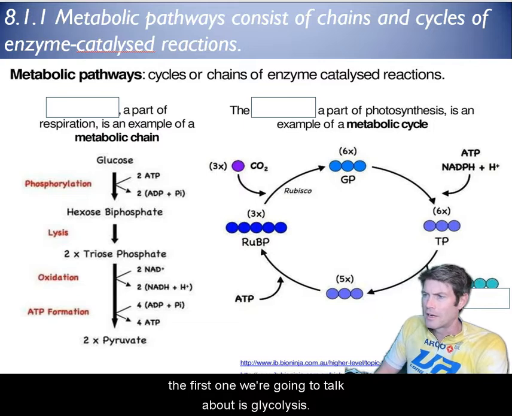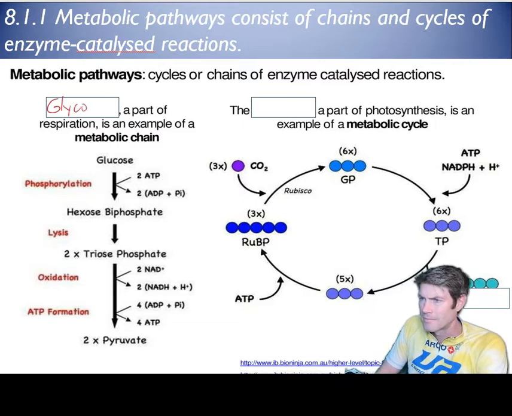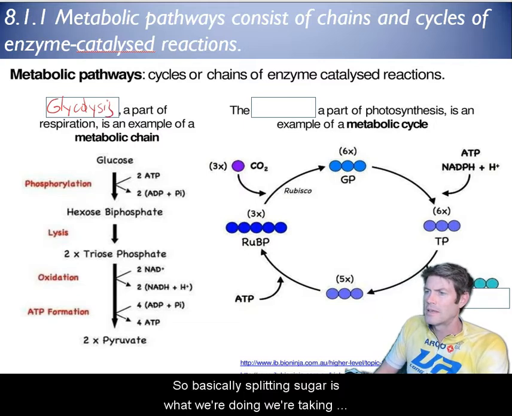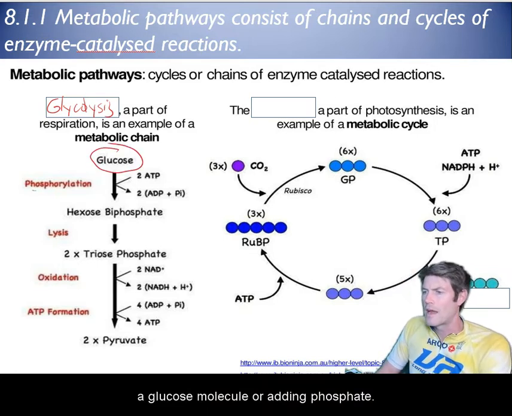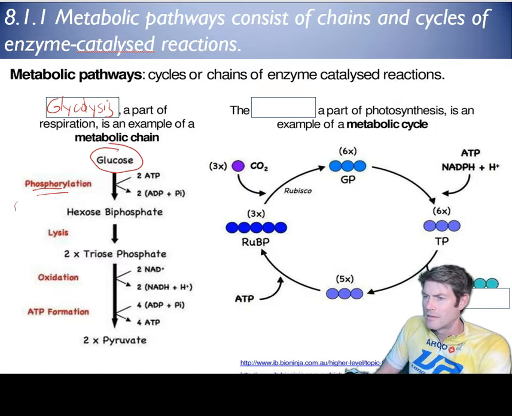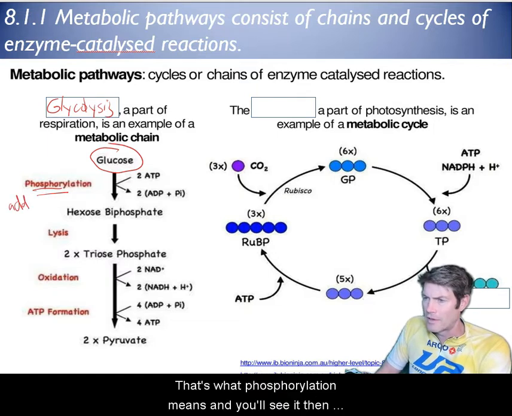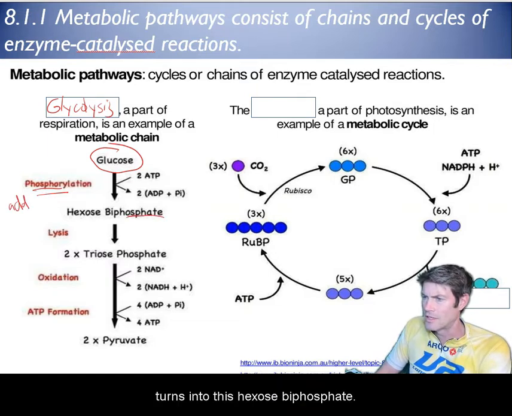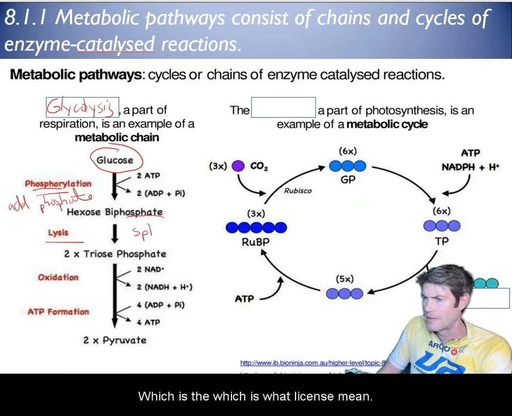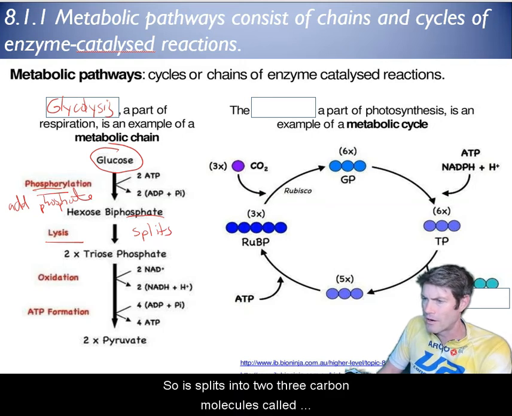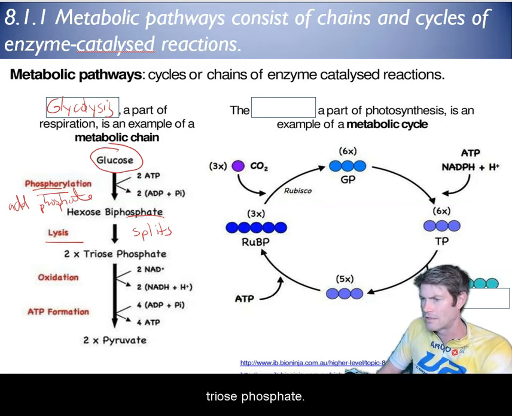And the first one we're going to talk about is glycolysis. So basically splitting sugar is what we're doing. We're taking a glucose molecule, we're adding phosphate. That's what phosphorylation means, and you'll see it then turns into this hexose biphosphate. Then it splits, which is what lysis means. So it splits into two 3-carbon molecules called triose phosphate.